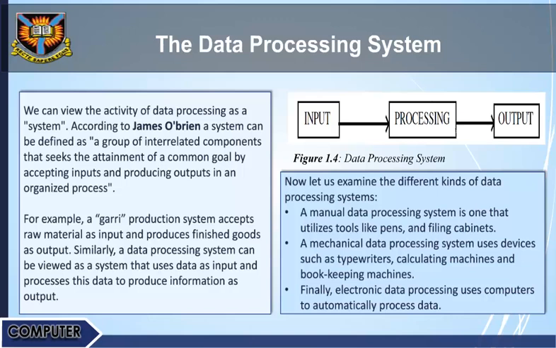Now, let us examine the different kinds of data processing systems. A manual data processing system is one that utilizes tools like pens and filing cabinets. A mechanical data processing system uses devices such as typewriters, calculating machines, and bookkeeping machines. Finally, electronic data processing uses computers to automatically process data.